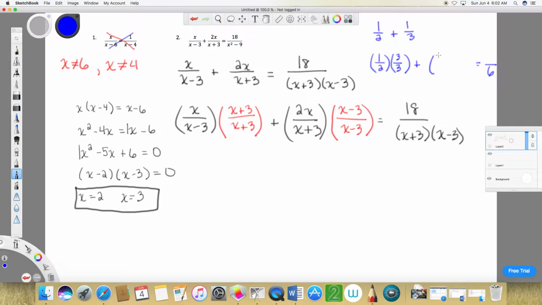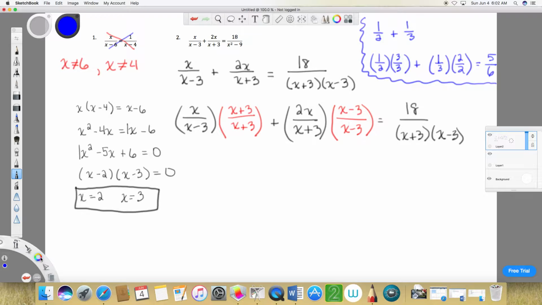Let's try this again. 1/3, and then multiply this by 2 over 2. And 1 times 3 is 3, 1 times 2 is 2, and 3 plus 2 is 5. So, like I say, you're doing the same thing in algebra. You do the same thing that you did in arithmetic. You're just generalizing it, just using variables, but it follows all of the same properties.